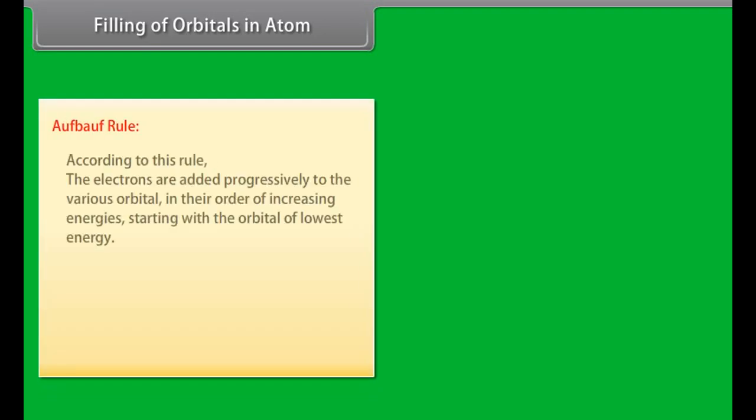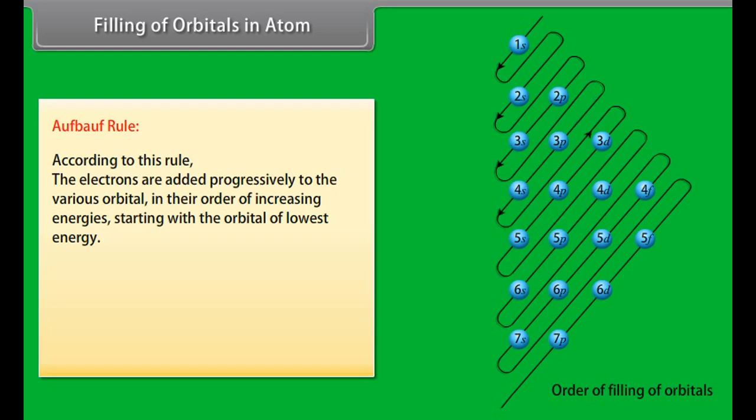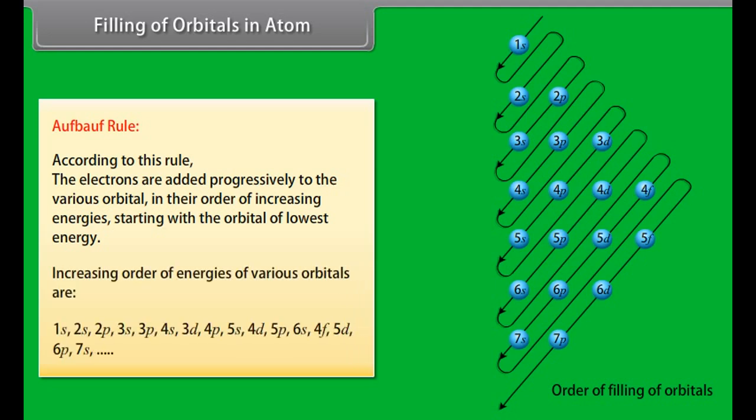Filling of orbitals in atoms. Aufbau rule. According to this rule, the electrons are added progressively to the various orbitals in their order of increasing energies, starting with the orbital of lowest energy. The increasing order of energies of various orbitals is given below.